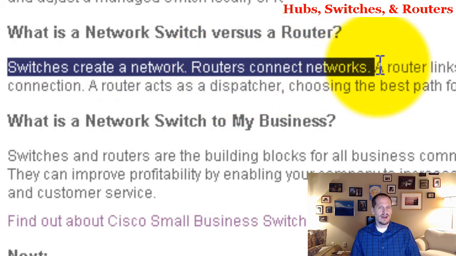So a router is going to allow us, once our network is created with switches, to connect to other networks. So it's going to allow us to connect to the internet, or to various other networks. And routers are really going to help route traffic across many different networks to different locations. The routers will be able to find a route to our destination when we're sending stuff. So that's the difference between a hub, a switch, and a router.